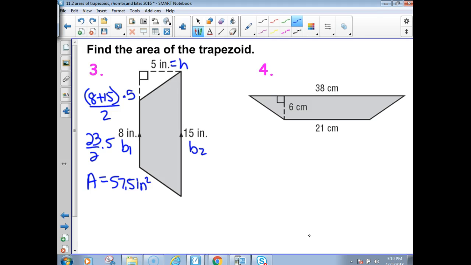Okay, try number 4, please. Do it. See if you're going to get it right. Okay, what did you get? Should be done by now. How much? 177. Thank you, Kenny. Square centimeters.